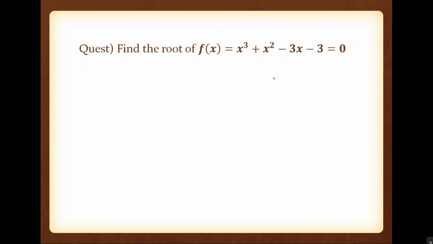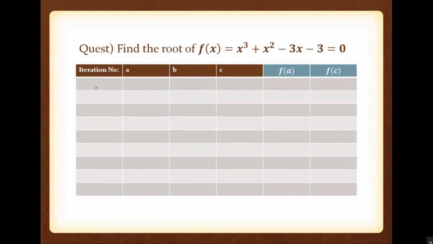But from an exam point of view, they will give the initial condition. So you can draw this type of table. The table must have the iteration number, then the next column is A, the next column is B, the next column is C, that is equal to (A plus B) by 2, the next one is f(A), and the next one is f(C). So all of you please draw this table: iteration number, then A, B, C, f(A), f(C).